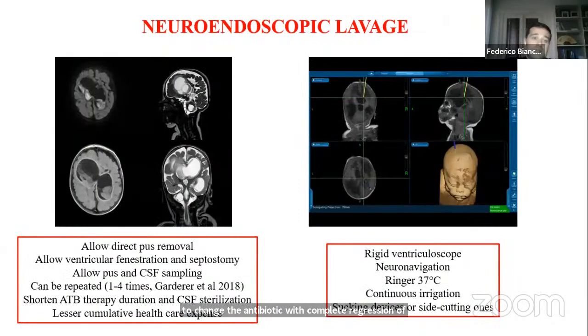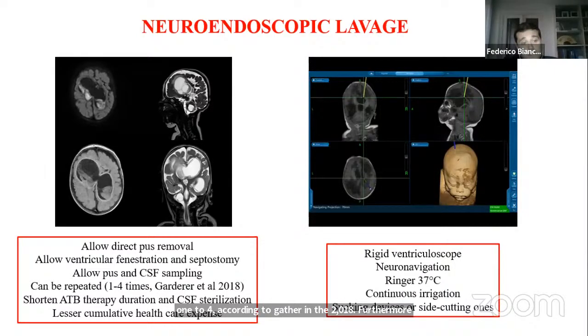As for the physical obstacle, as I said, the multiloculated hydrocephalus, in our institution we actually abandoned the use of intrathecal therapy, or at least we leave it as the last resort whenever neuroendoscopic lavage is not working anymore. Neuroendoscopic lavage allows you to directly remove the pus from the ventricle, as well as to continue with ventricular fenestration and septostomy. It allows direct pus sampling, and it can also be repeated several times, from 1 to 4, according to Gardner in 2018.